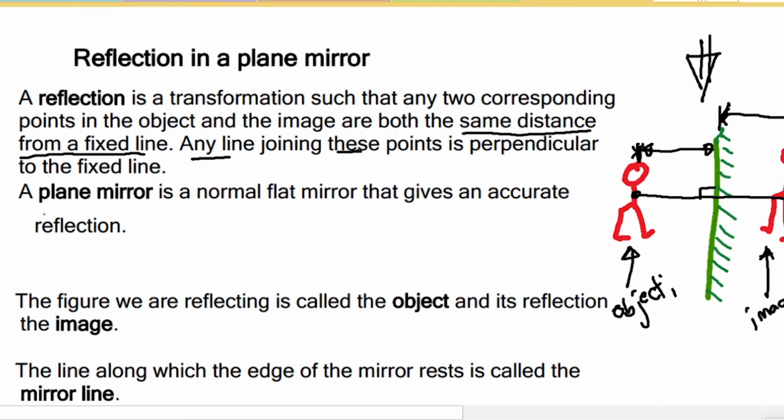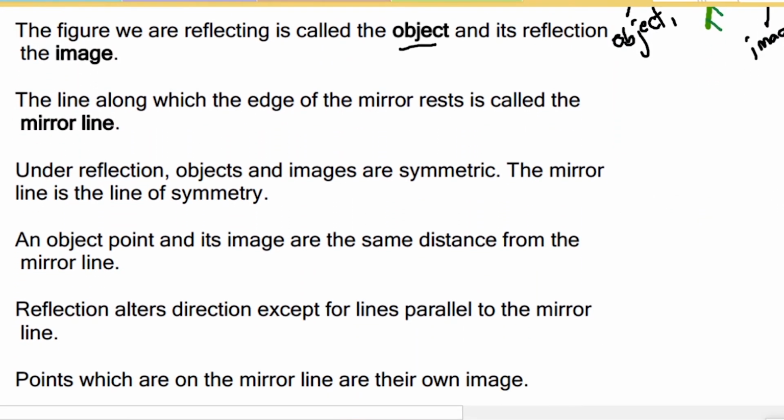It goes on to say that a plane mirror is a normal flat mirror that gives an accurate reflection. The figure we are reflecting is called the object. I've already talked about that. And the reflection is called the image. The line along which the edge of the mirror rests is called the mirror line. Under reflection, objects and images are symmetric. The mirror line is the line of symmetry.